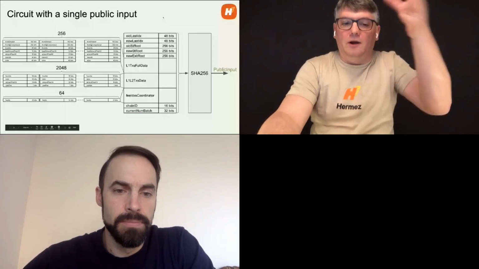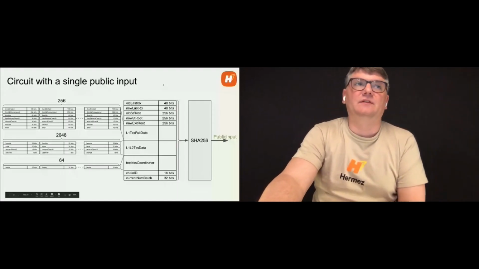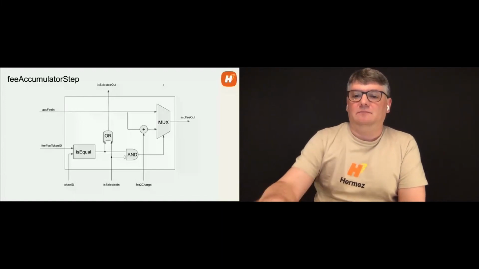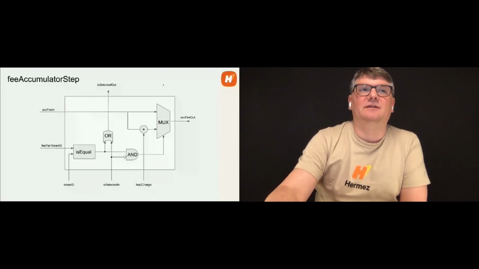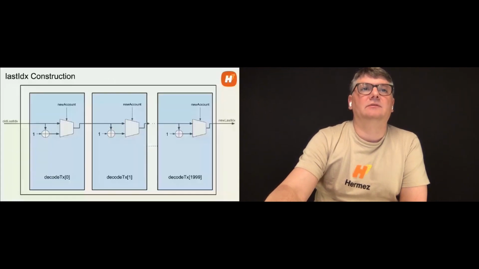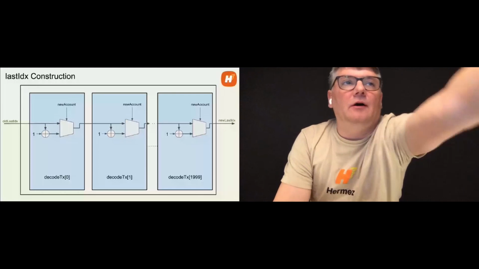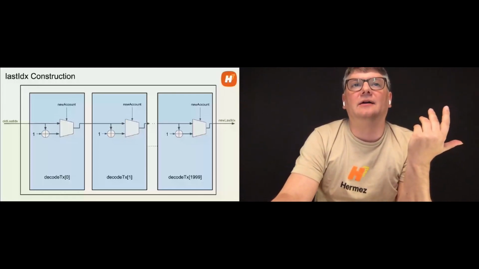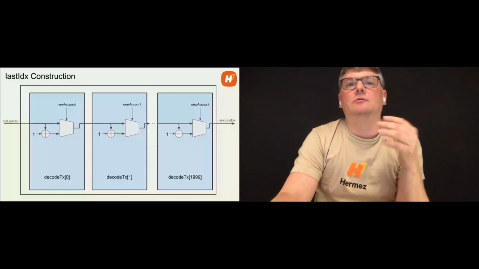Okay, so here we go a little deeper into one of the specific circuits. This is a fee accumulator step. So we started from here. Okay, so this is the accumulator step. Now I'm zooming into the fee accumulator, how it would look. So the fee accumulator will look like this.